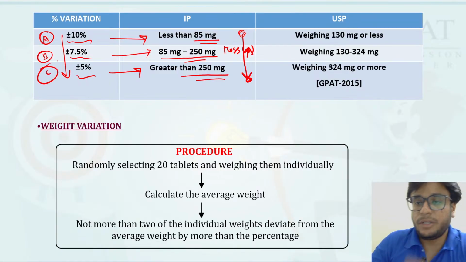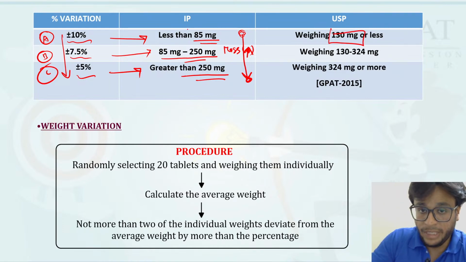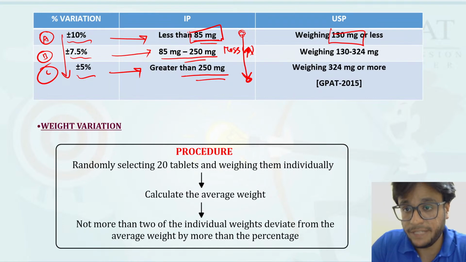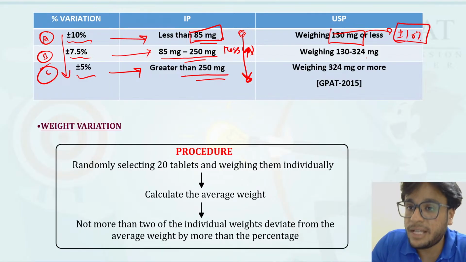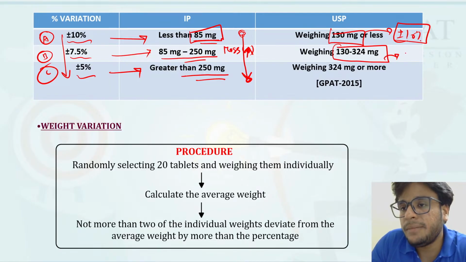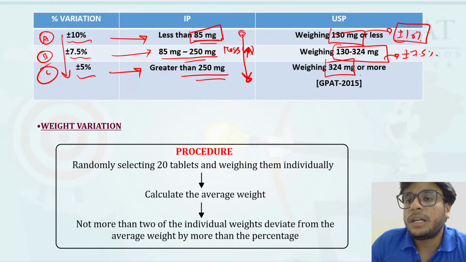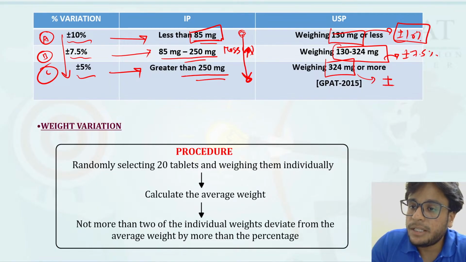But as per USP, they take the lowest tablet weight as 130 mg, whereas for the IP we take the lowest weight as 85 mg. So they allow plus or minus 10% variation for a tablet of 130 mg. For a 130 to 324 mg tablet, they allow plus or minus 7.5%, and for a tablet having its mass greater than 325 mg, they allow plus or minus 5% loss or friability.